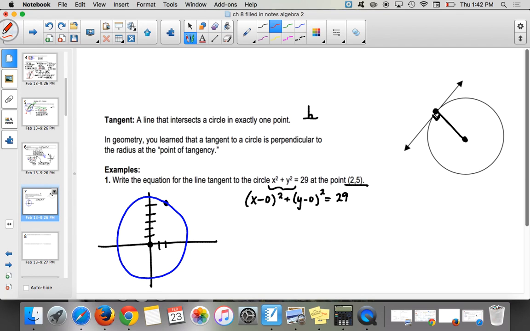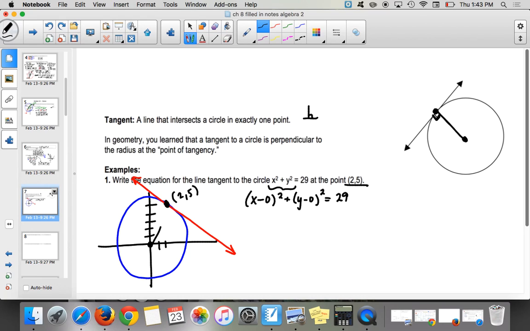All right, so we want the equation of this red line that I'm drawing in. In order to find the equation of a line, we always need two points, or we need the slope and a point, or a slope and an intercept, right? All we have right now is the point that it's going through. It goes through (2, 5), and we don't have another point. So this is where we use the tangent line.